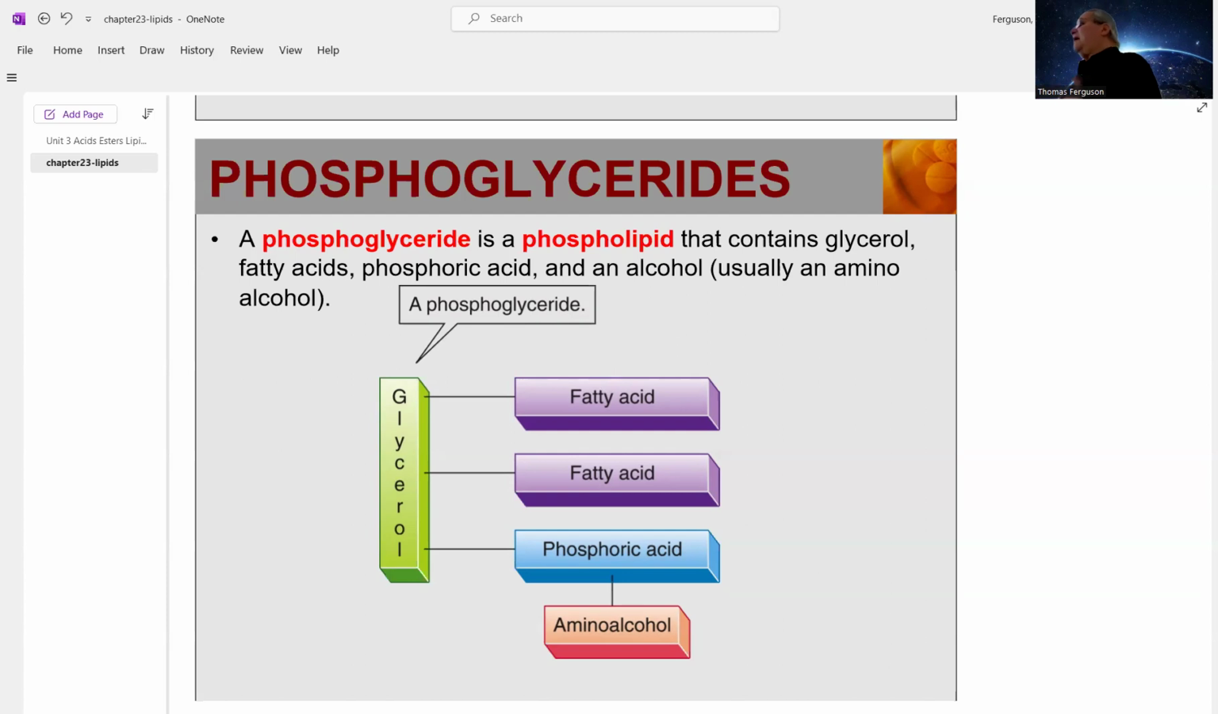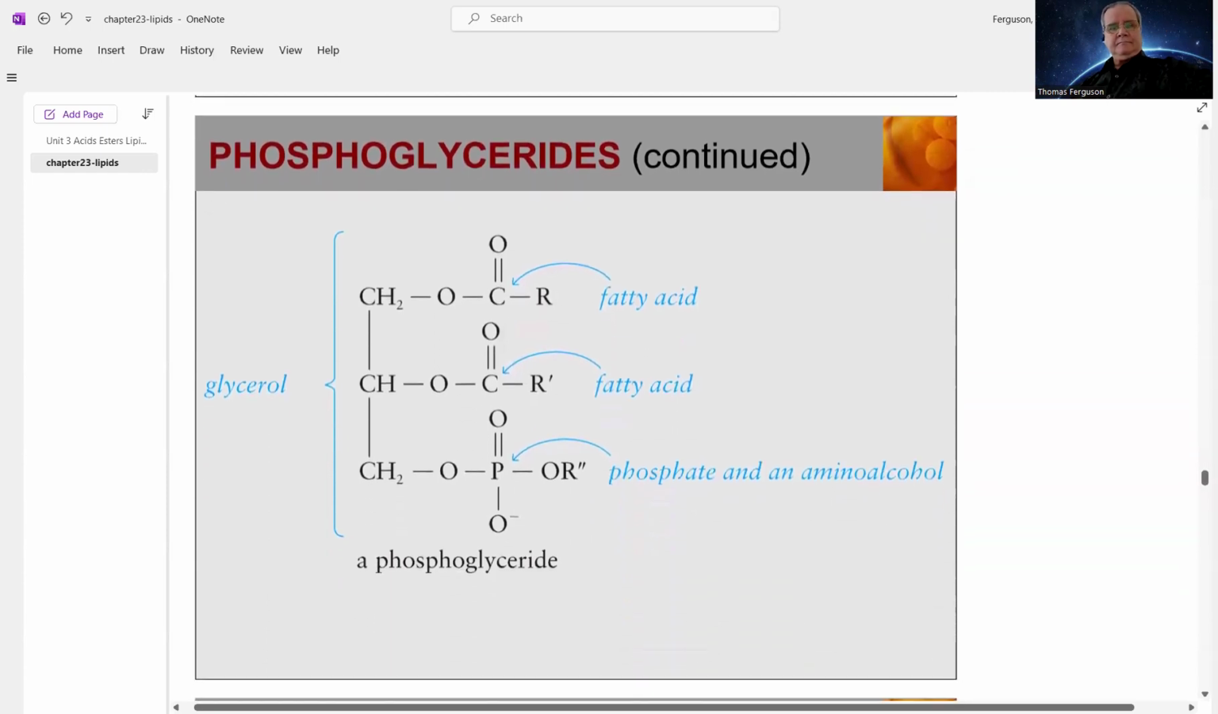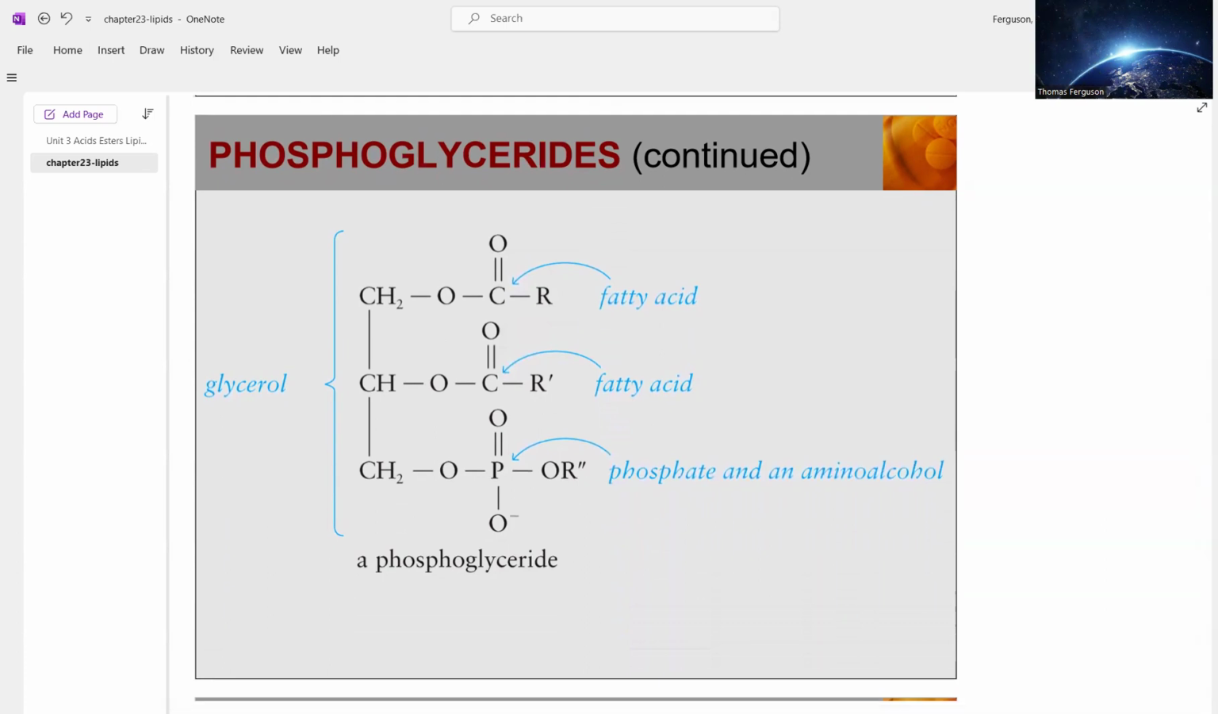Frequently, cellular membranes are made of phospholipids, and this is what they look like. Okay, so 3 carbon backbone, that's the glycerol, 2 fatty acids. The phosphoric acid here has got a double ester. That's what glues this amino alcohol to the glycerol backbone.